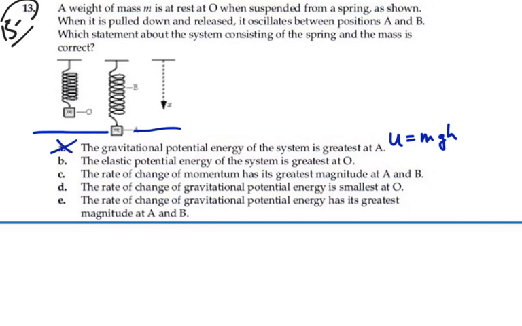B. The elastic potential energy of the system is greatest at O. O is the equilibrium position. It's where the spring is not stretched or compressed. So our x is 0 at that point, and the potential energy, which should be 1/2 kx squared, is actually 0 at that point. So we have no elastic potential energy at O. So that's not true.